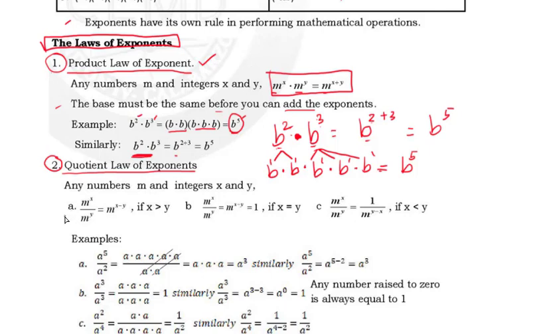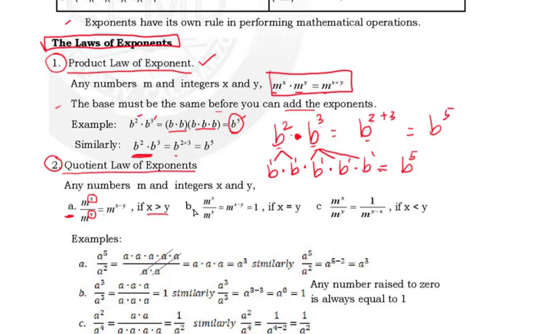Number 1 condition, or letter A. M raised to x divided by m raised to y is equals to m raised to x minus y kapag ang x po ay mas malaki kaysa sa y. Okay? So, the first condition is if the x is greater than y, meaning yung exponent ng numerator ay mas malaki kaysa sa exponent ng denominator. So, ito po ang i-apply nating rule. Ito po yung first rule. Ima-minus po natin ang y doon sa x. Mamaya po, bibigyan po natin ng halimbawa.